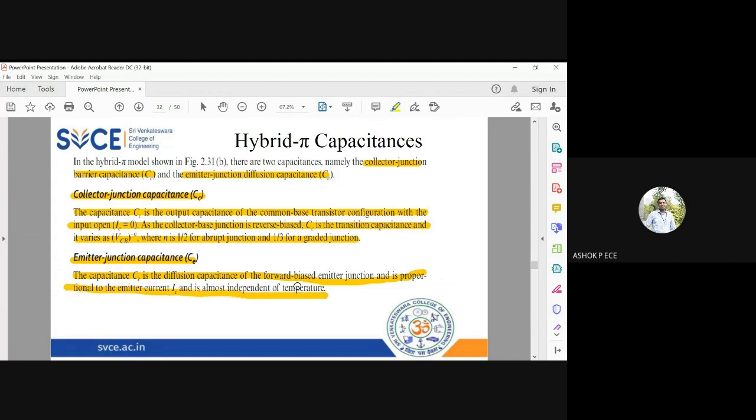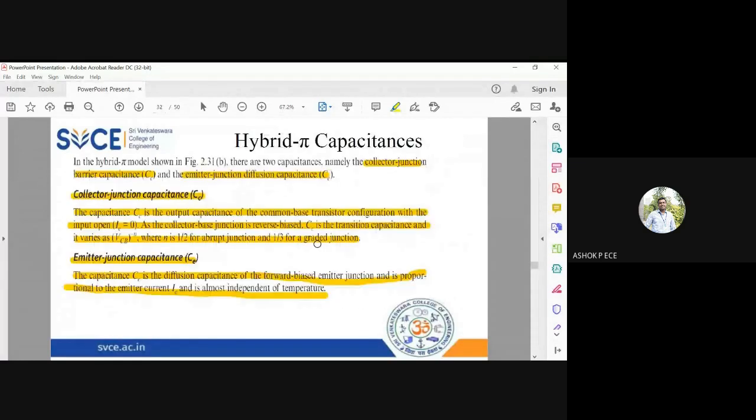So two capacitances only we have. One is for the forward bias of your emitter base junction. For that, you will have a diffusion capacitance. The next one is the collector base junction, which is reverse biased. For that, you will be having the transition capacitance. So these two capacitances are there in your circuit.